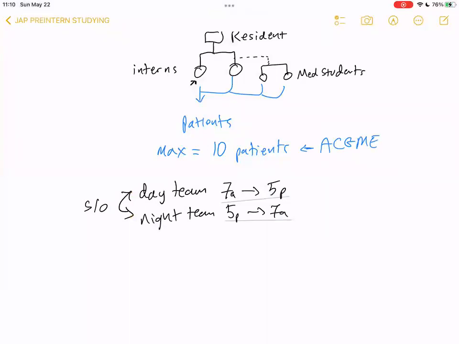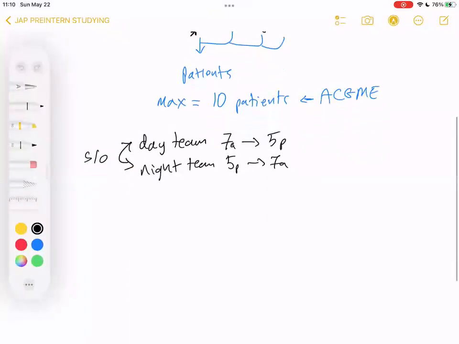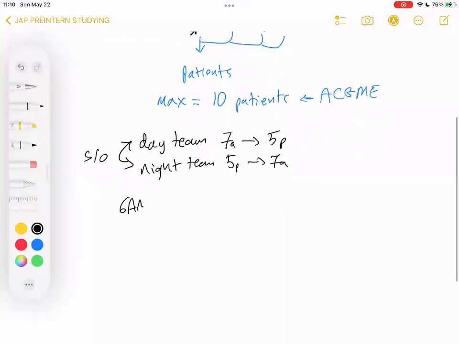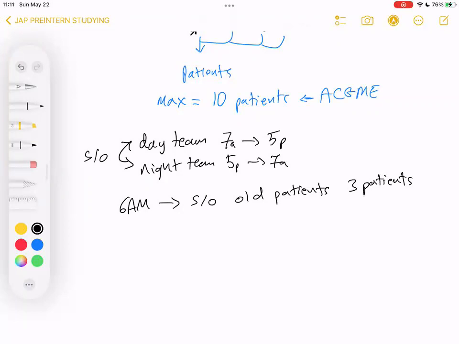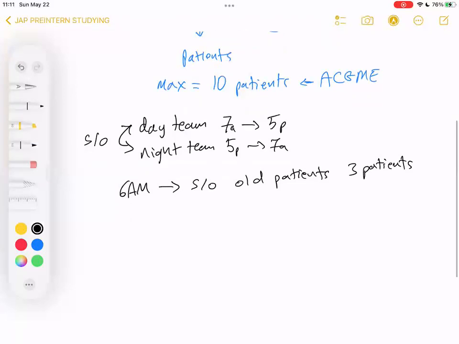Usually what happens is you show up at, I don't know, 6 a.m., and you receive sign out on your old patients. Let's say you're taking care of 3 old patients. You're going to receive sign out on these 3 old patients: okay, nothing happened overnight, everything was okay, or something happened. Plus, you're going to get new patients assigned to you.